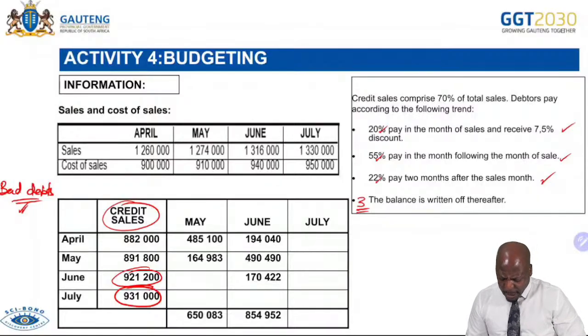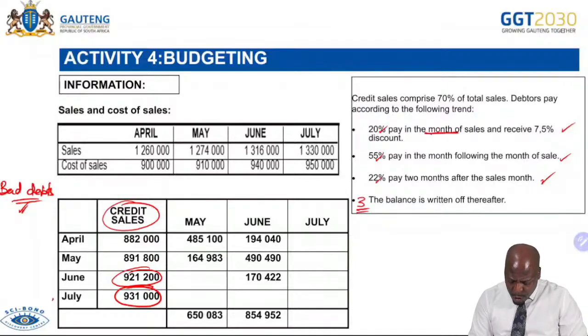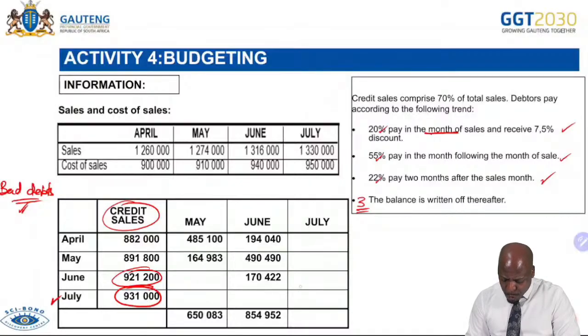Okay, let's continue here then. 20% pay in the month of sale. So I know my month of sale. That simply means if I sell in July, I will collect in July. So that is the first month. So I'll call it 1. First month, that is 1.